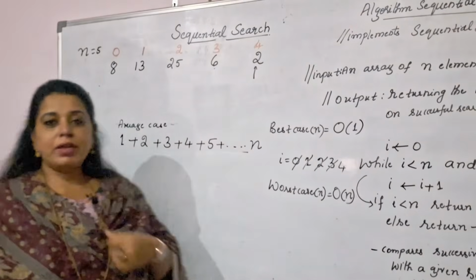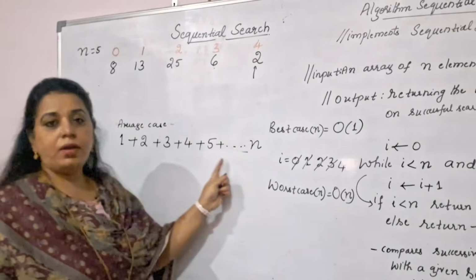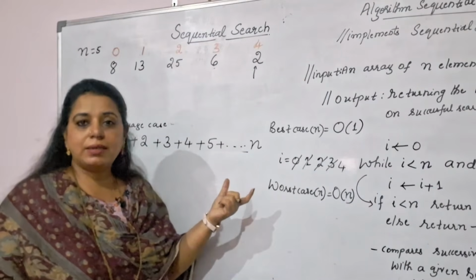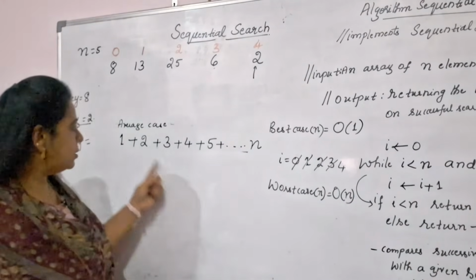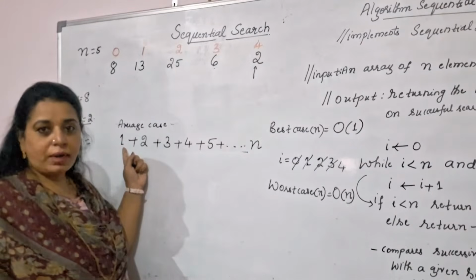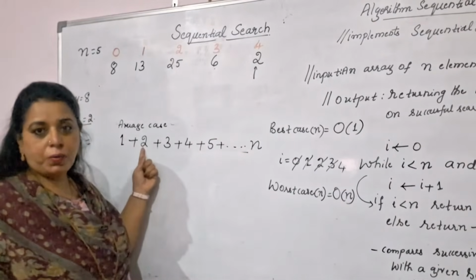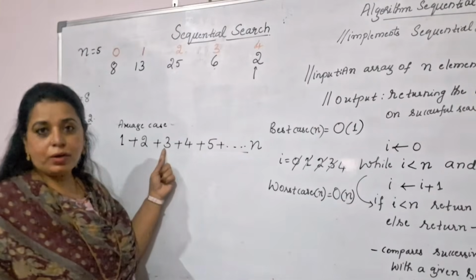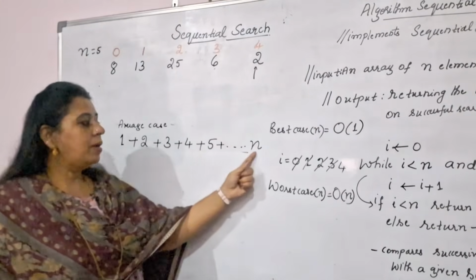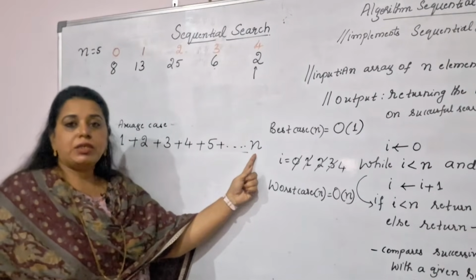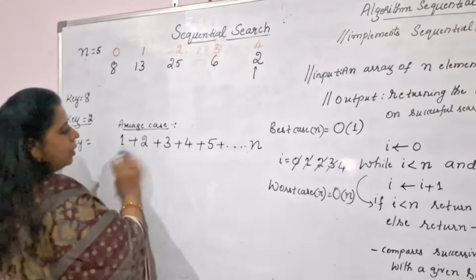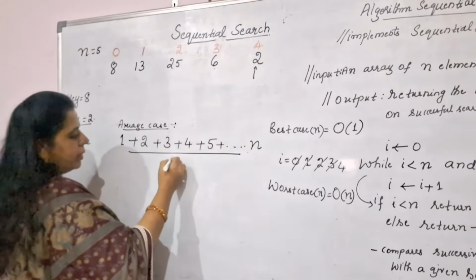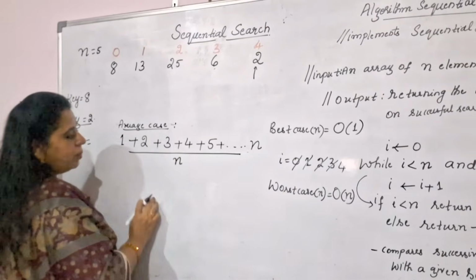So to calculate the average case efficiency, what are you writing? You are writing the number of comparisons done if the element is found at different locations. Present in the first location, 1 comparison. Present in the second location, 2 comparisons. Present in the third location, 3 comparisons. Like this, present in the nth location, n comparisons. Divided by, for the average case, you take the total cases divided by the number of cases. The number of cases will be n here.